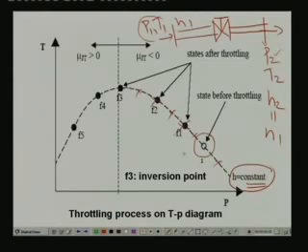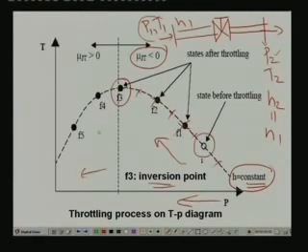This curve has a point of inflection at F3, and this point is known as the inversion point. This is very, very important because you can see that to the left of the inversion point, as the pressure is reduced, that means as the gas undergoes throttling, the temperature is actually increasing. That means the Joule-Thomson coefficient is negative to the left of the inversion point, whereas to the right of the inversion point, as the pressure reduces, the temperature is also reducing. That means the Joule-Thomson coefficient is positive to the right of the inversion point and negative to the left, and on the inversion point obviously the Joule-Thomson coefficient is 0.